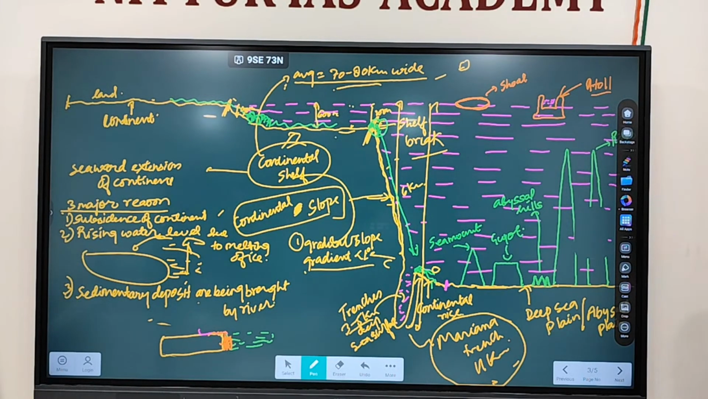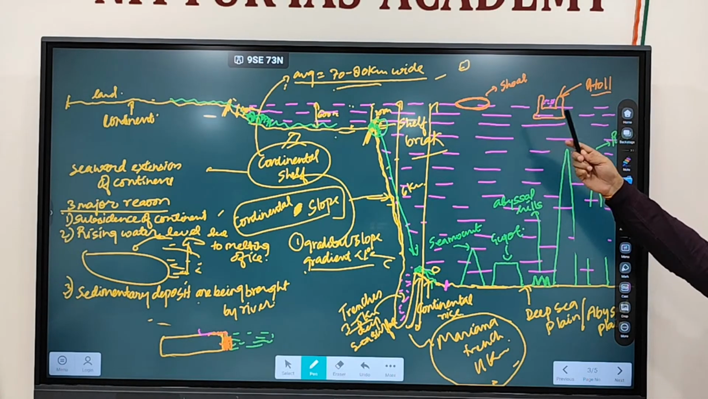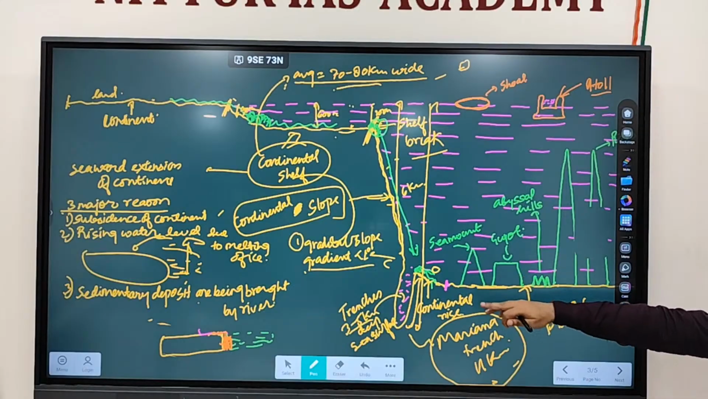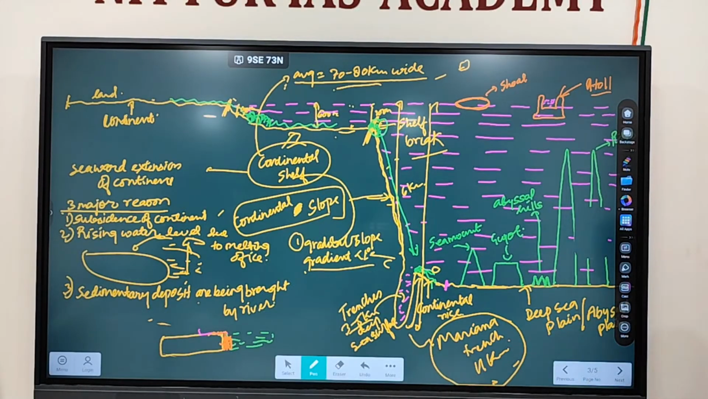Clear? From sea level. No, Mariana Trench we are measuring from the sea level, from the sea surface. From the sea surface, they are generally how deep? 3 to 5 kilometer deep.